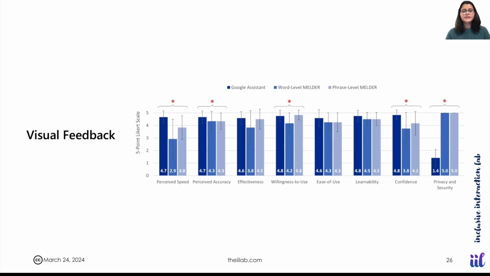In a qualitative study, we compared these feedback methods with a Google Assistant feedback method. Results revealed that participants perceived Google Assistant and two variations of MELDER to be relatively comparable in terms of effectiveness, ease of use, and learnability. Surprisingly, participants found MELDER with phrase-level feedback to be relatively faster than MELDER with word-level feedback, despite both variants utilizing the same underlying model.